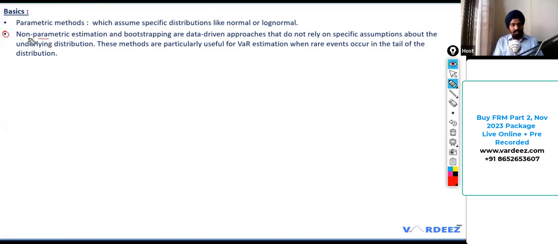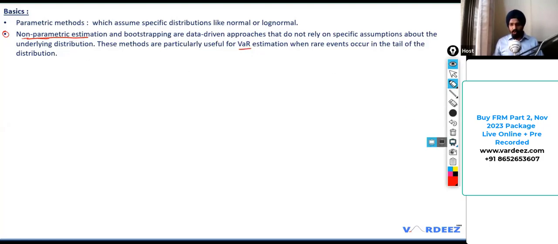Now, as the word suggests, it is non-parametric. That means no parameters are required here. All you need is just the data, no matter what the distribution of the data looks like. It does not make any difference. We are just using the data that we have and finding the VaR or the expected shortfall under this method.